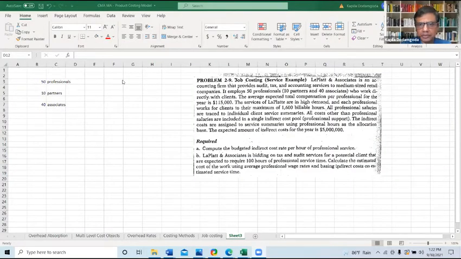Kapila, are you sharing a sheet or something? We are still seeing the PDF. One moment. Do you see the worksheet now?